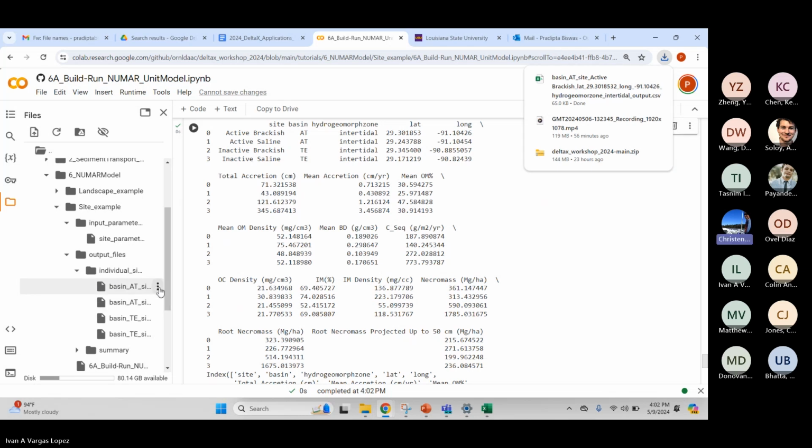Can you explain what each of those parameters you've printed out there are? Which one? Oh, yeah, this one.